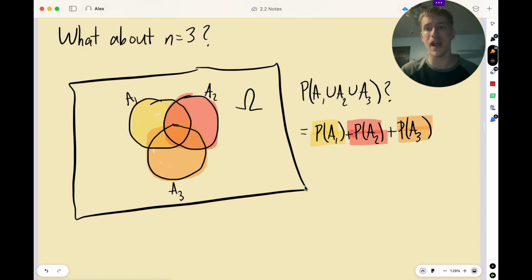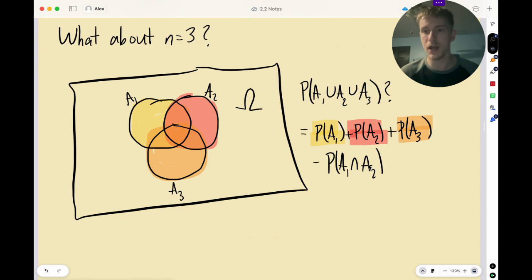So what did I double count exactly? Well, I double counted the intersection between A1 and A2, which was this. I double counted that, so I have to subtract that off. I have to take that minus the probability of A1 intersect A2. So I'm actually going to manually subtract that off and see what that gets us.